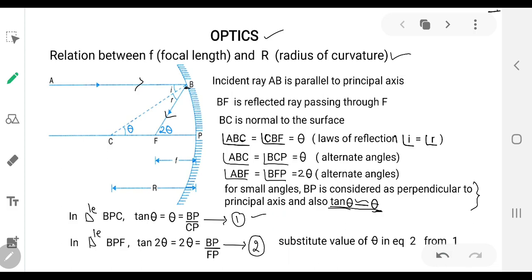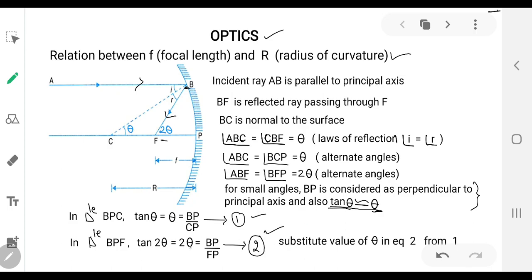Now, the second equation that we are taking is, we are writing the tan function for the angle 2 theta for the right angle triangle BPF. So for the right angle triangle BPF, tan 2 theta is nearly equal to 2 theta, which is equal to, again opposite upon base, BP upon FP. We'll take this as equation 2.